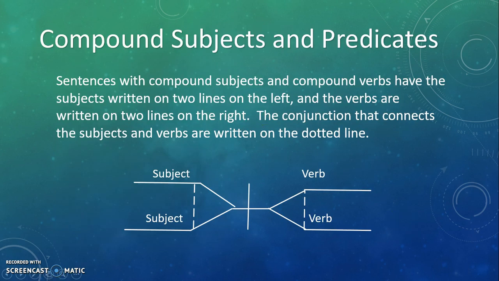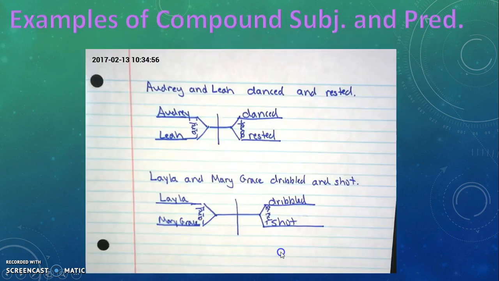All right, compound subjects and predicates. This should be your bottom left-hand flap. And you can have sentences with compound subjects and compound predicates. And you just do it the same way. Subject, subject, predicate, predicate. You put your coordinating conjunction there and your coordinating conjunction there. An example, Audrey and Leah danced and rested. My compound subject is Audrey and Leah. My compound predicate is danced and rested.